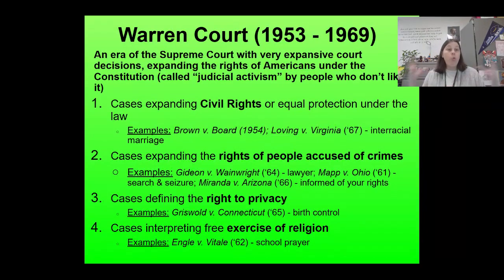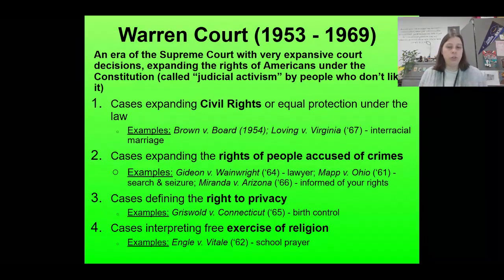We also have a whole raft of court cases around the rights of the accused, right? If you're accused of a crime, what rights do you have? So we have cases like Gideon versus Wainwright, which says that if you cannot afford a lawyer, the state has to provide one for you. Mapp versus Ohio, which says that the police have to use search warrants, and if they don't, they can't use any evidence that they find. Miranda versus Arizona, which says not only do you have rights, but the police have to inform you of your rights, right? Those are three of a multitude.